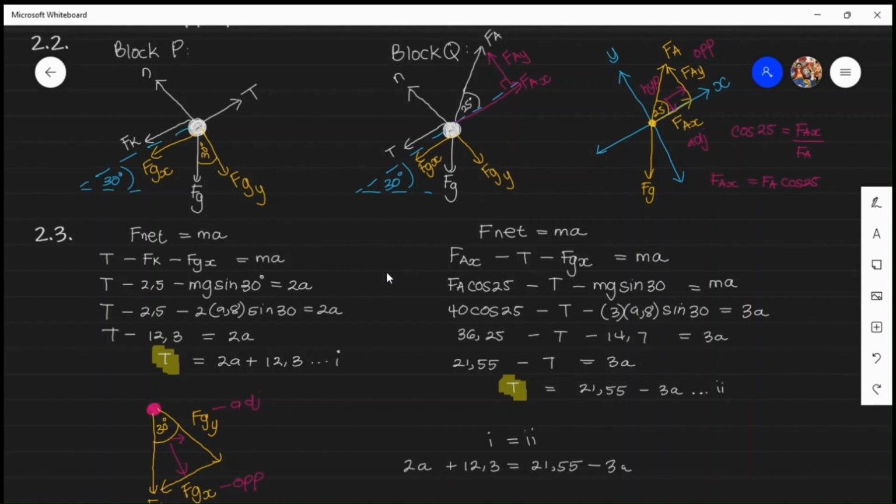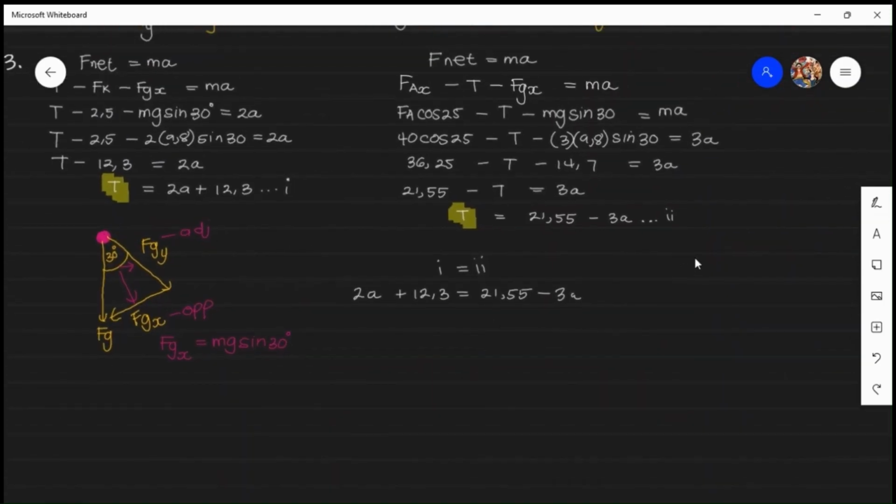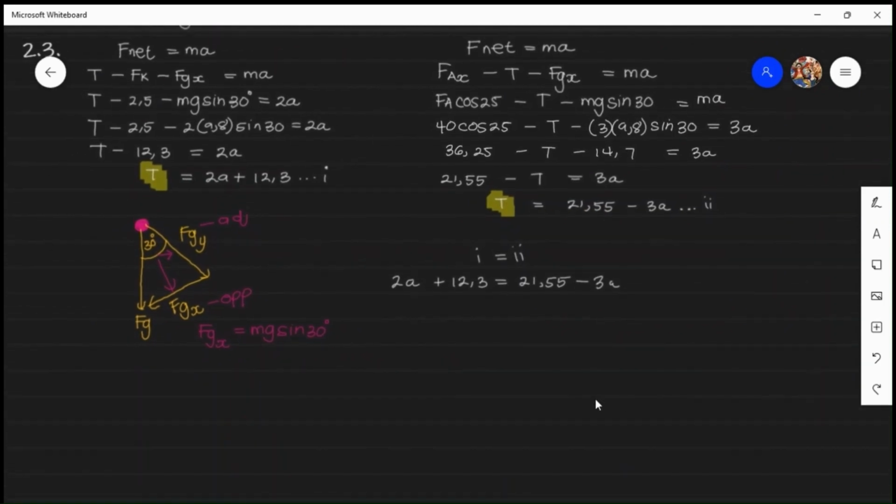Now, from here, I broke up my forces of block P into their equation and I solved for T. That gave me my equation of T that had acceleration in it. That was my equation 1. Next, I broke up my forces, more specifically my horizontal forces of block Q, and that gave me an equation whereby I had T equals something in terms of a. Now from there, because I had both equations whereby the subject was T, I was able to equate them and have a within my new equation.